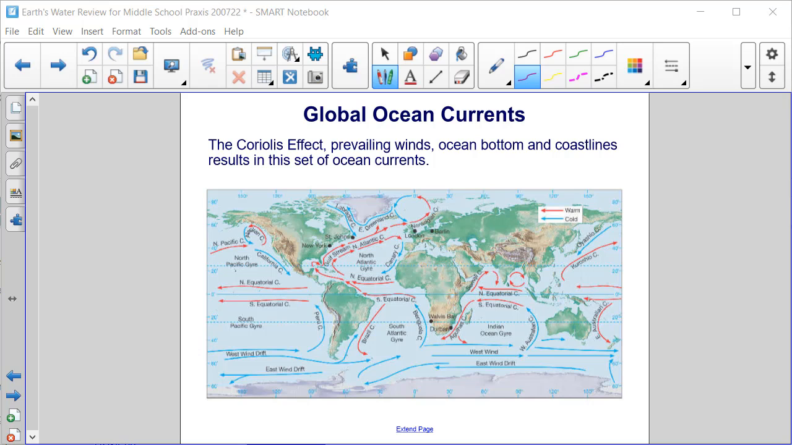You can see some are warm water currents. We have this north equatorial current, southern equatorial current. You can see the difference in the directions of the bending due to the Coriolis effect, and so on.